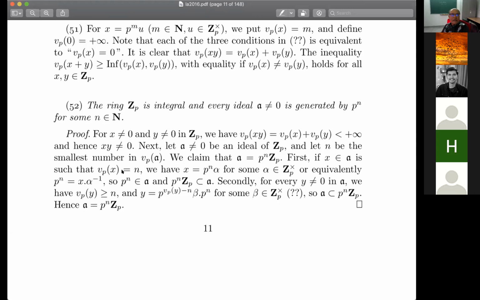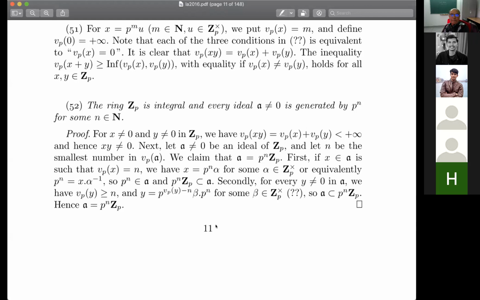Okay, so x is this element which has the smallest valuation. Vp of x is equal to n. Then, of course, x is p to the n times alpha, because that's how Vp is defined. Vp is the exponent of p in this decomposition of x, where alpha is some unit. So you can rewrite this as p to the n equals x times alpha inverse. So p to the n belongs to this ideal. So the ideal generated by p to the n is contained in the ideal A.